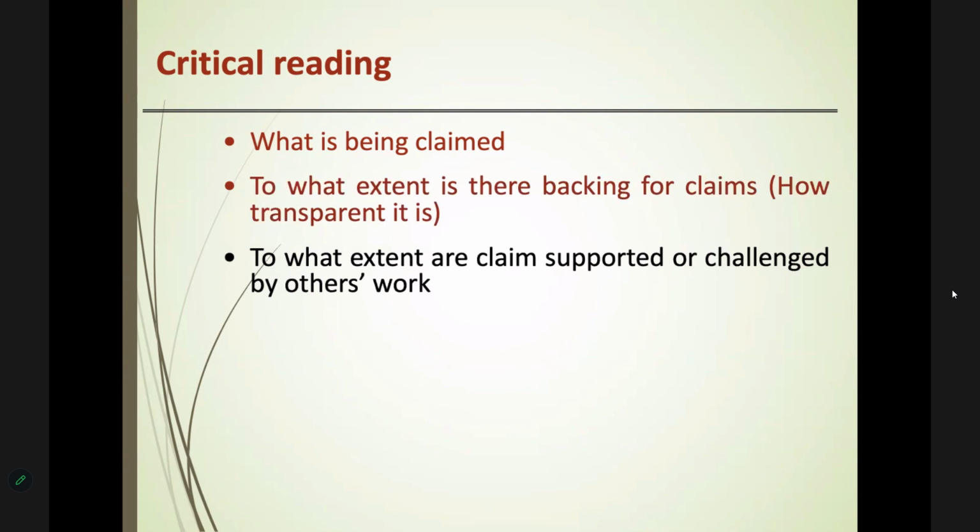And to what extent is this claim supported or challenged by other workers? So you read one paper and there is a claim. A claim is an argument; any argumentable statement is called a claim. So in every paper, the authors are trying to make a claim. Whether the arguments are accepted by others or not, you can read from different papers. You can see whether this claim is really acceptable or not.